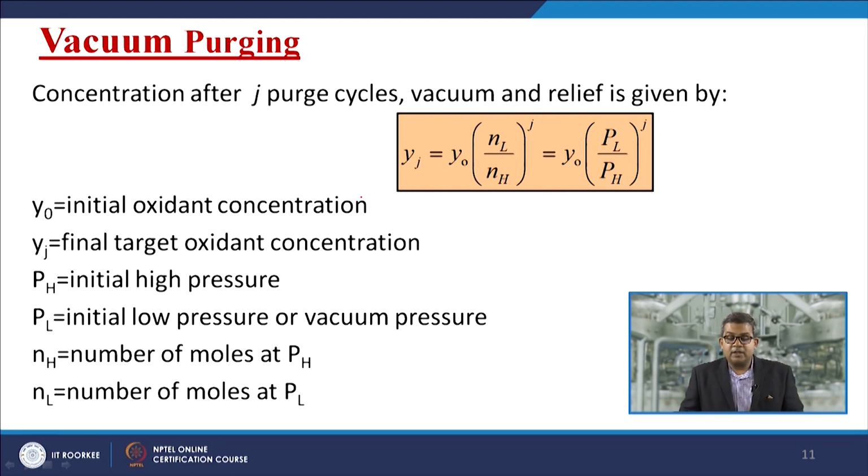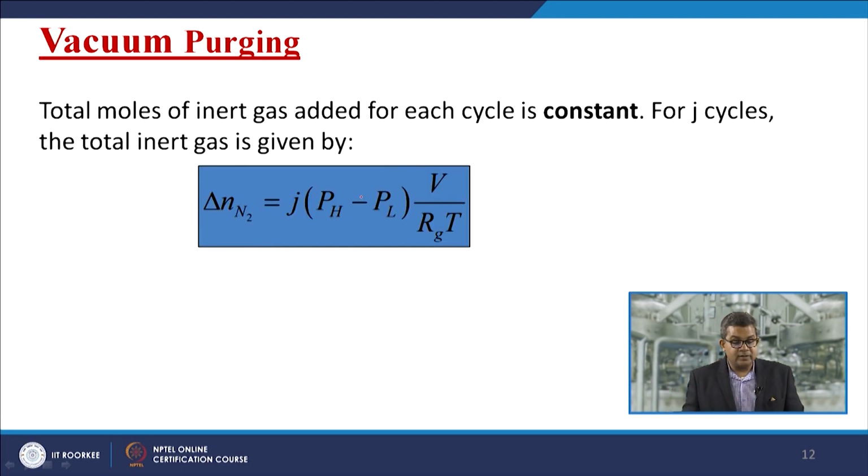Now you can calculate this through a small mathematical formula, that is the concentration after J purge cycles. Suppose in the previous case we studied 2 purge cycles. The concentration after J purge cycles, vacuum and relief, is given by Yj is equal to Y naught into (NL upon NH) to the power J, equal to Y naught into (PL upon PH) to the power J. So you can easily calculate what the final target oxidant concentration will be under the system in question.